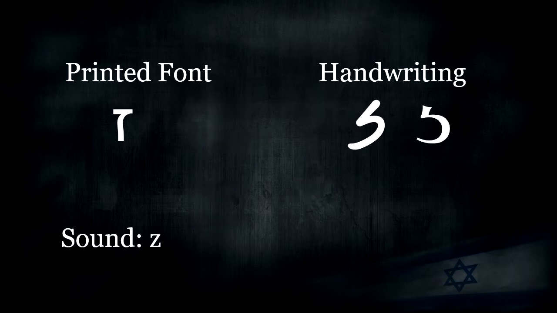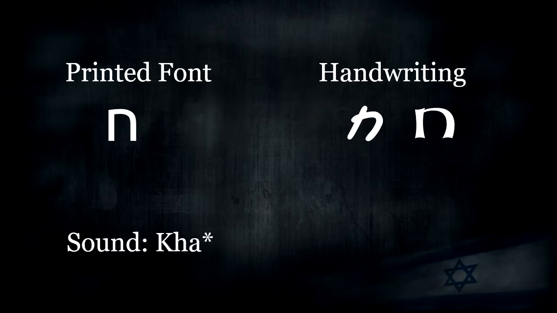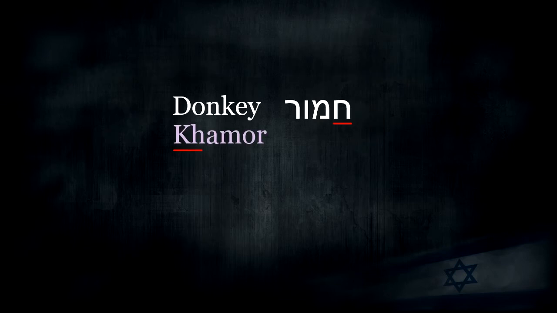Zain. It makes the sound of Z. For example, Zair. That means tiny. Chet. It makes the sound of Cha. For example, Chamor. It means donkey.